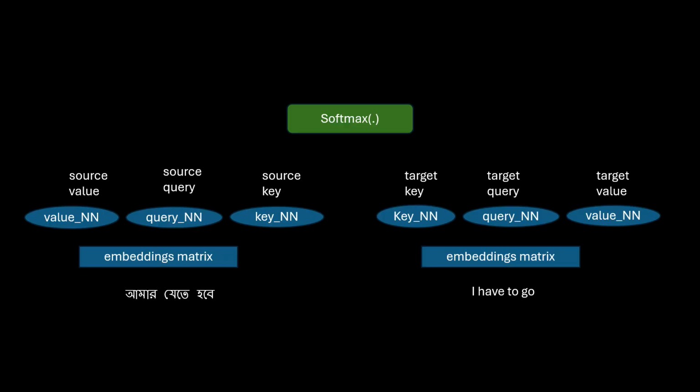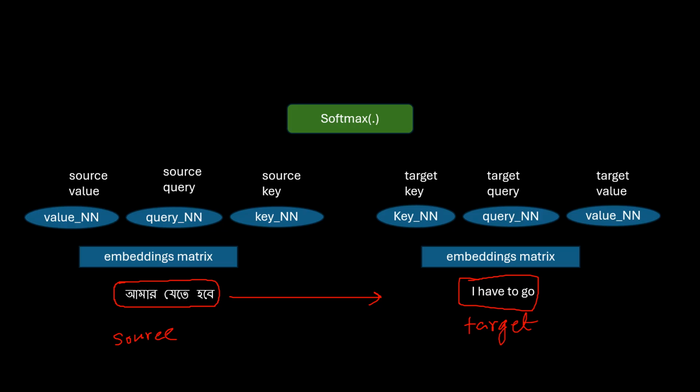Now that we have learned about self-attention, both the single-headed and multi-headed variants of it, let's learn about cross-attention. In self-attention, we worked on only one embedding matrix, but in cross-attention, we will work on 2 embedding matrices. What might be the case where we will need to work on 2 embedding matrices at once? The classic example is language translation. Let's say we have a sentence in the Bangla language, read as Amar jete hobe, and we have to translate it into English. The English translation is I have to go. So this is our source sentence, and we have to translate it into our target sentence.